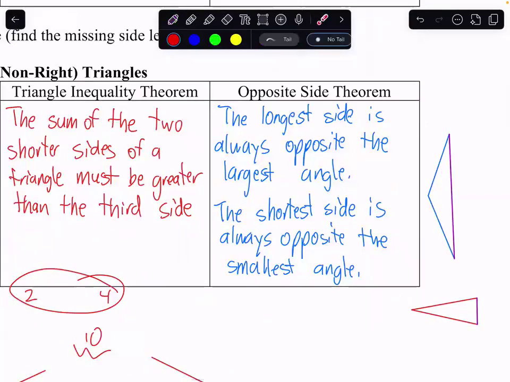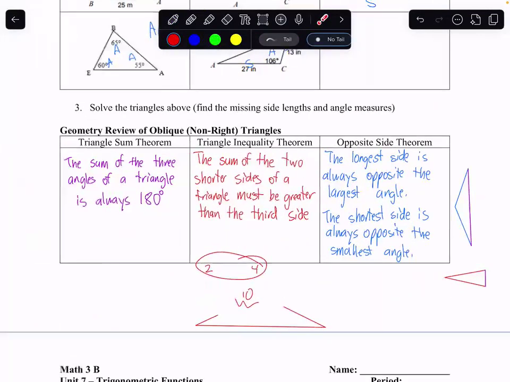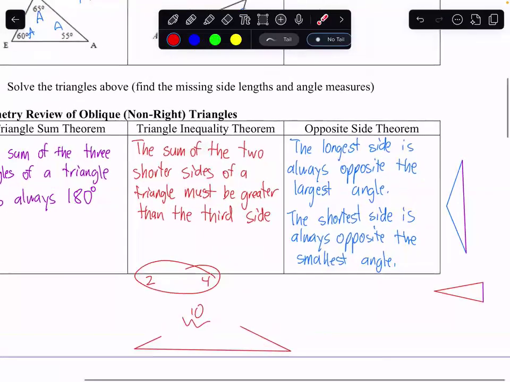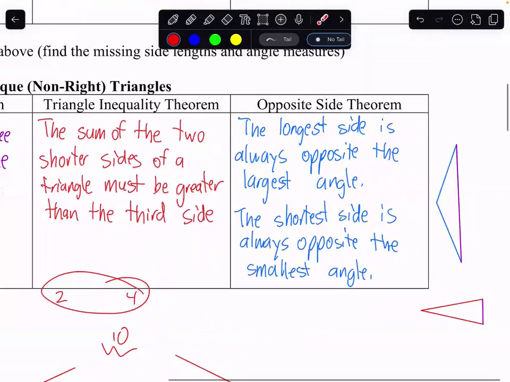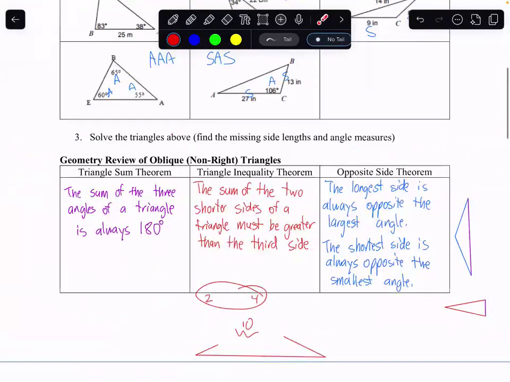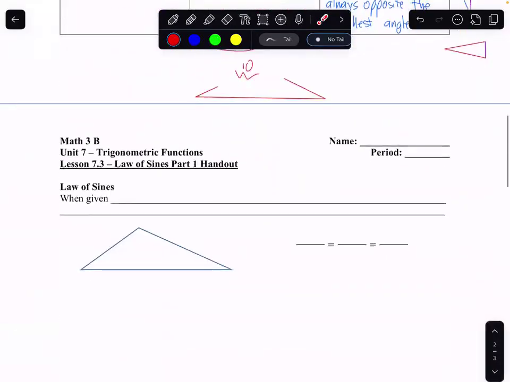These will be very, very helpful to us when we make sure our answers are correct. In just a couple seconds, we can quickly verify: do the 2 shorter sides add up to more than the third side? Is the longest side opposite the largest angle? Is the shortest side opposite the smallest angle? We'll see a little bit later today how we can quickly use these. But do we have questions on anything before we continue? Okay, go ahead and turn to the second page then.